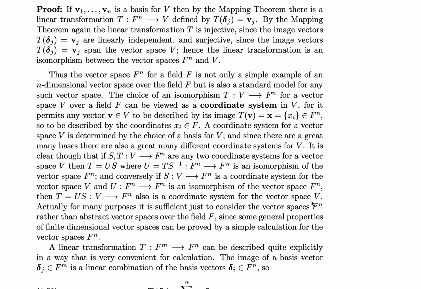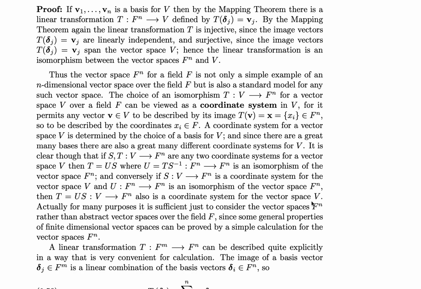If v_1 to v_n is a basis for V, then by the mapping theorem, there's a linear transformation T from F^n to V defined by T(δ_j) = v_j, in the sense that the standard Kronecker delta basis vectors of F^n get sent to the jth element.